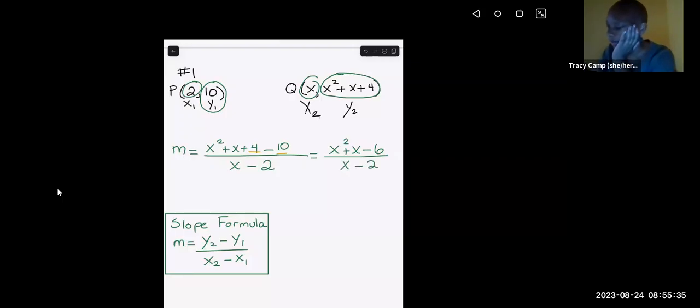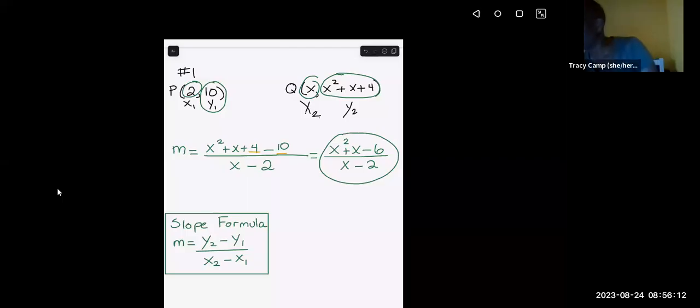Oh wow, it looks like this factors, right? x plus 3, x minus 2. This factors, and I can cancel out the x minus 2. Very nice. So I'm gonna go ahead and factor this. Actually, you know what? I'm not gonna factor it. I'm gonna leave it. There's a reason I want to leave it. So we're just gonna keep it like this. So what I have here represents the slope of my secant line.